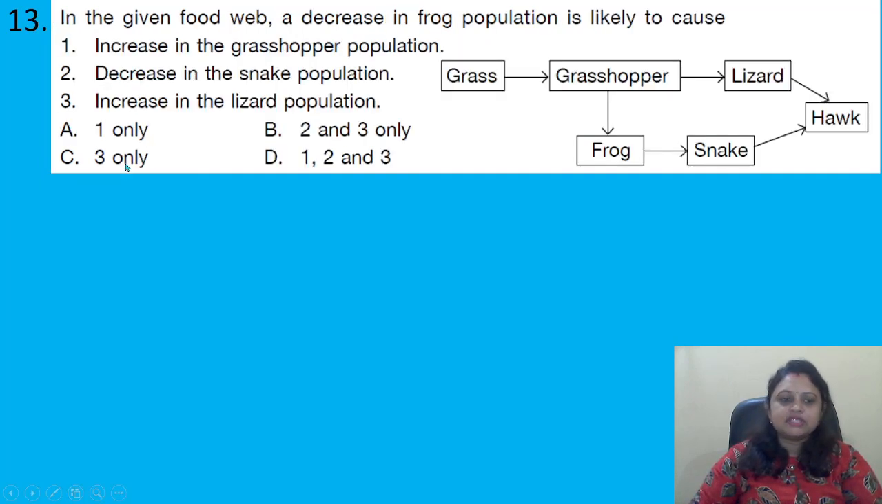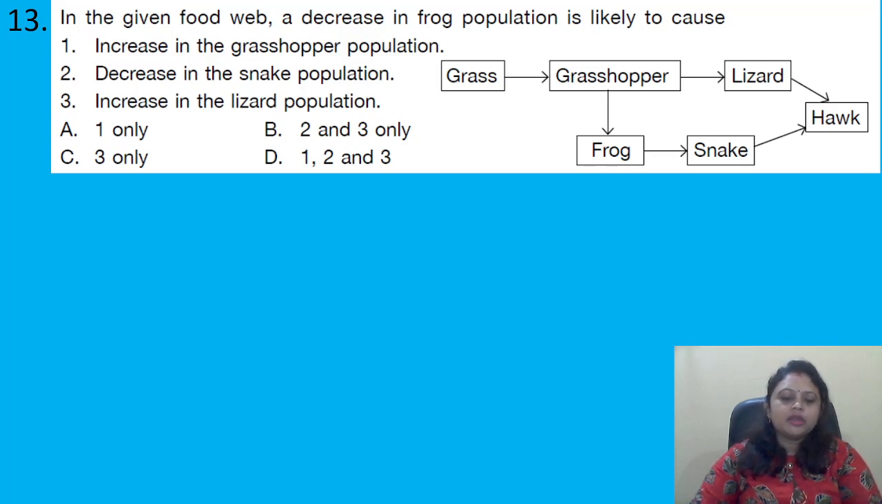Coming to the next question. In the given food web, a decrease in frog population is likely to cause: 1. Increase in the grasshopper population, 2. Decrease in snake population, 3. Increase in the lizard population. Options are A. 1 only, B. 2 and 3 only, C. 3 only, D. 1, 2 and 3.